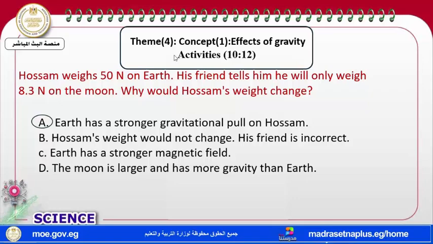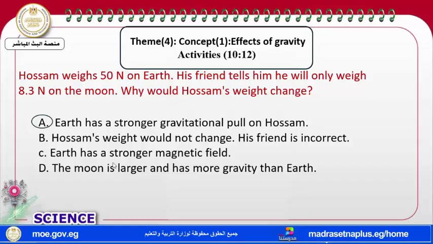Yeah, here firstly Husam was on the Earth. Then he moves to the moon. If the Earth pulls Husam toward it like the moon? No, the Earth has a stronger gravitational pull on Husam. It's true. But the second one, Husam's weight will not change? No, firstly it was 50, then it will be 8.3. And his friend is incorrect? Now, my dear students, his friend is correct.